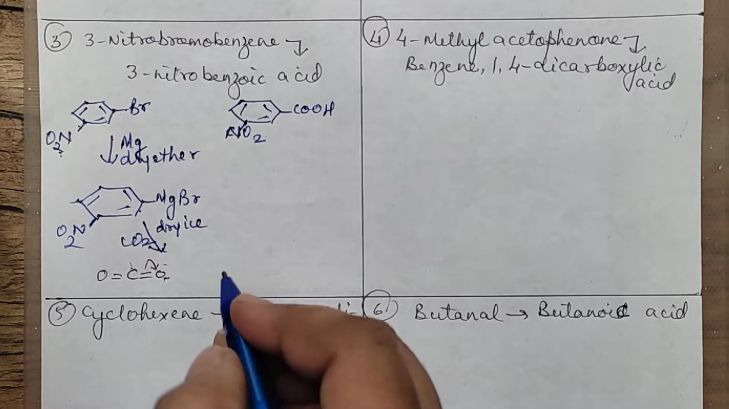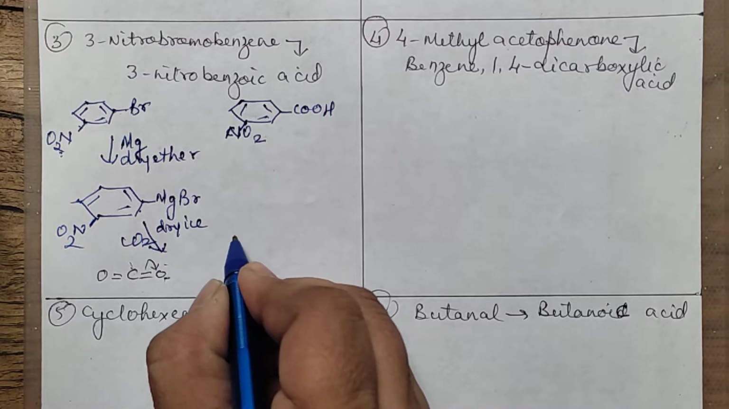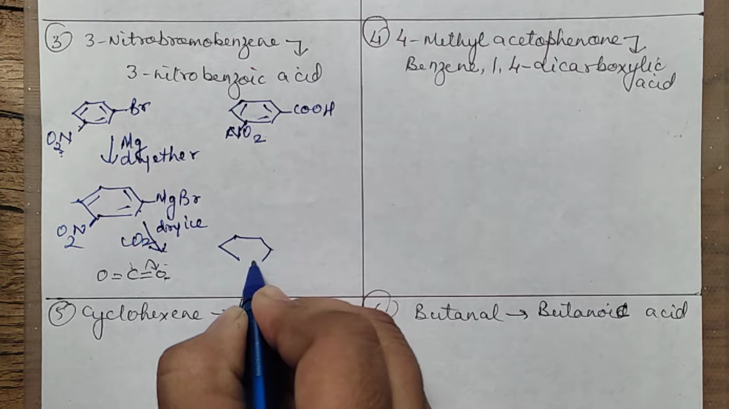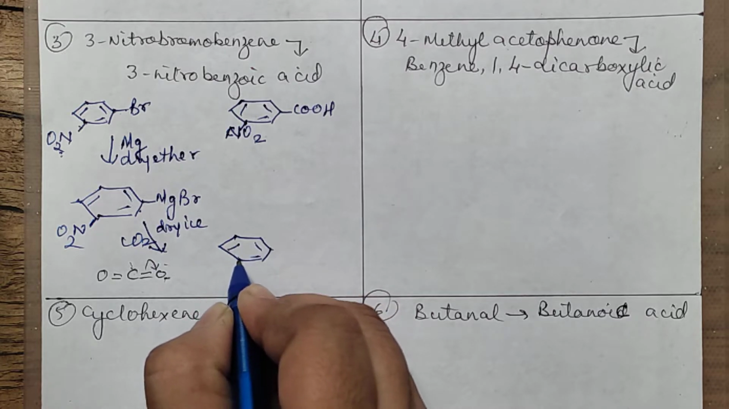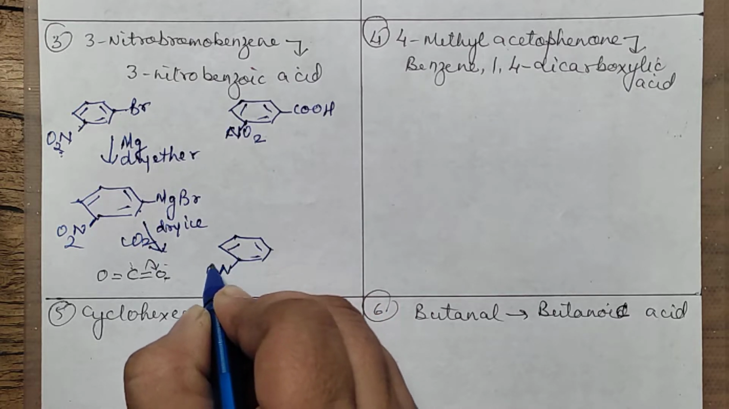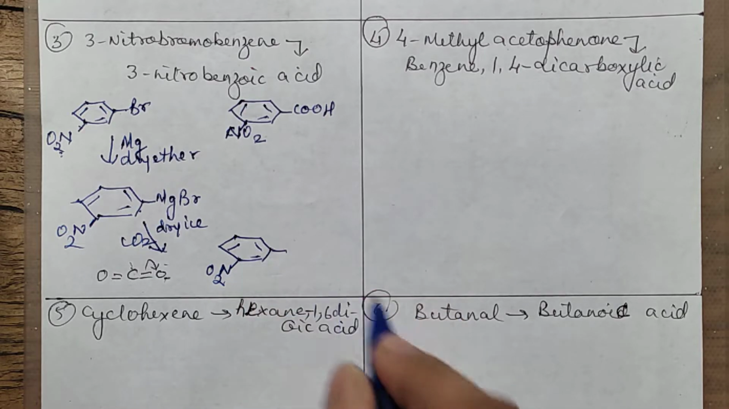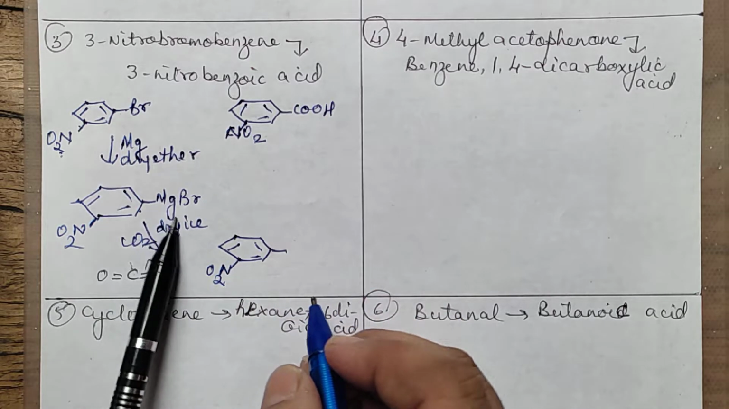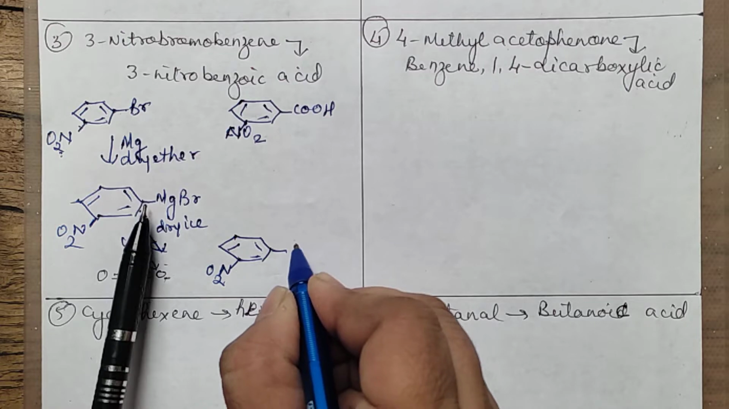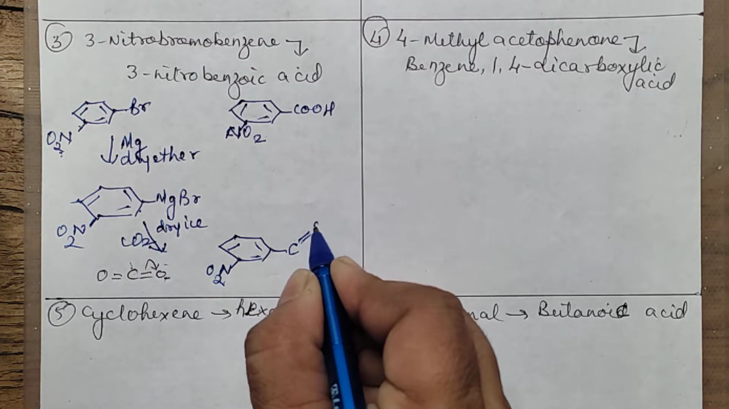Okay, so I'm just writing the product in this case will be the ring of benzene as such. At the meta position nitro is also there. Here CO2 will be introduced in between. So what you will have is C double bond O.